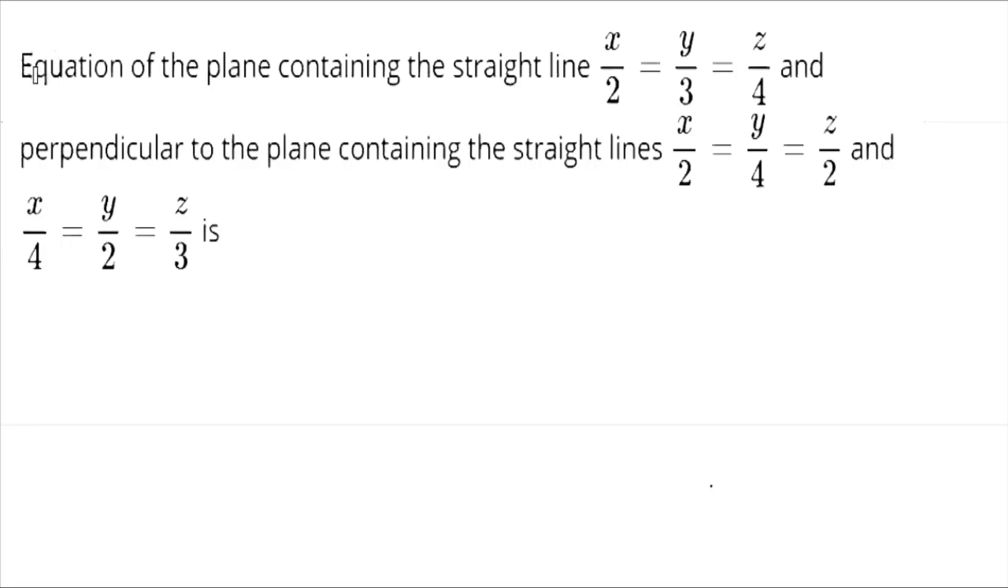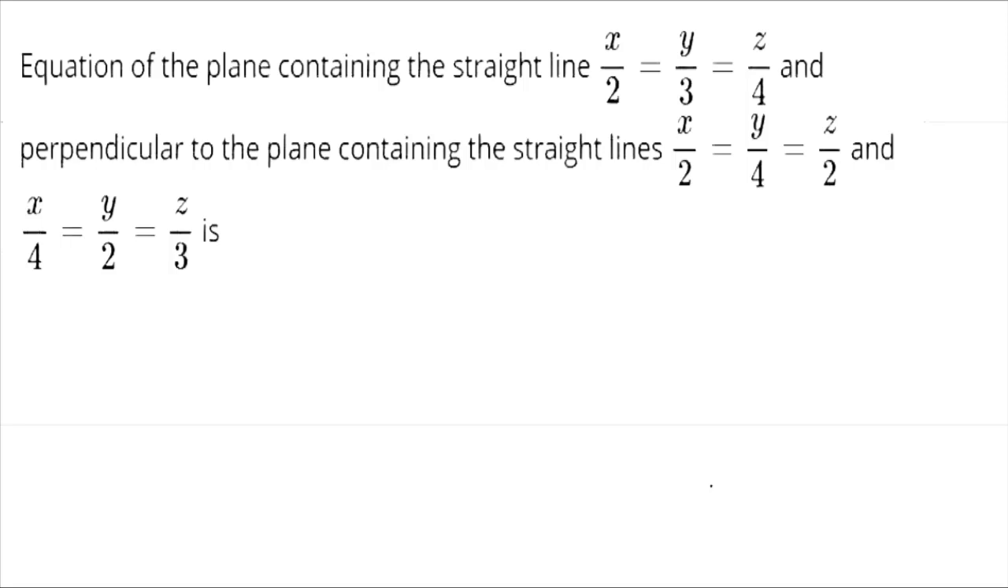Find the equation of the plane containing the straight line x/2 = y/3 = z/4 and perpendicular to the plane containing the straight lines x/2 = y/4 = z/2 and x/4 = y/2 = z/4. We have to find the equation of the plane.